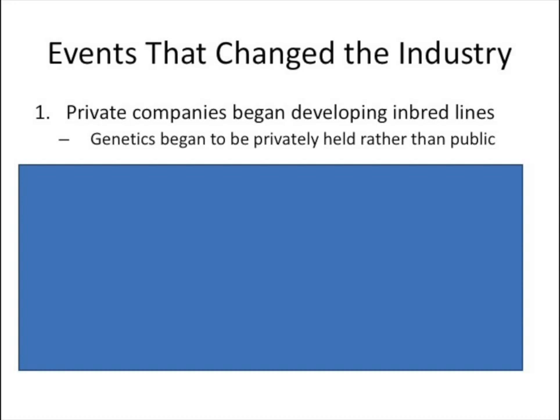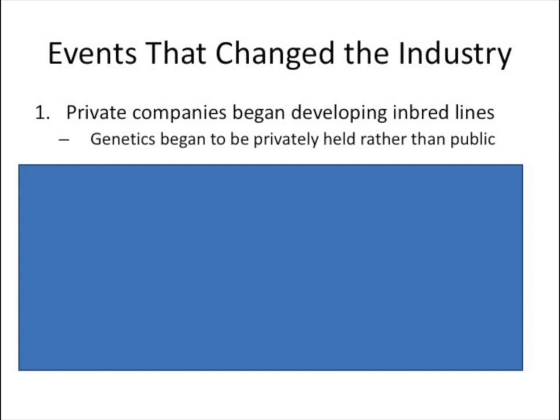So we were going along with the seed corn companies and seed companies providing seed to farmers, and then the industry began to change. Some of the events that caused that industry to change are listed on this slide, and I have 3 of those listed. First, private companies began developing their own inbred lines. So rather than having those inbred lines be public, as in the university developing them and then distributing them to individual companies, the private companies began to develop their own lines.